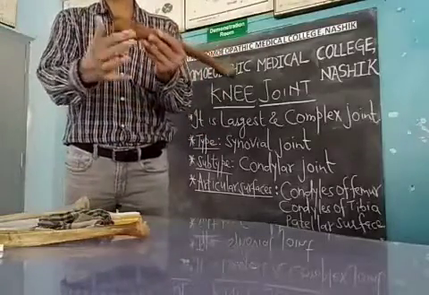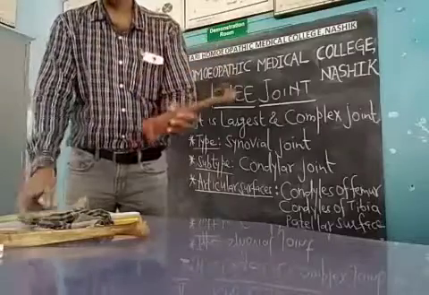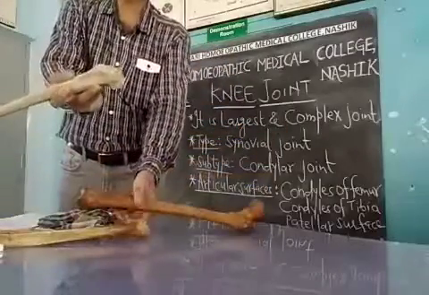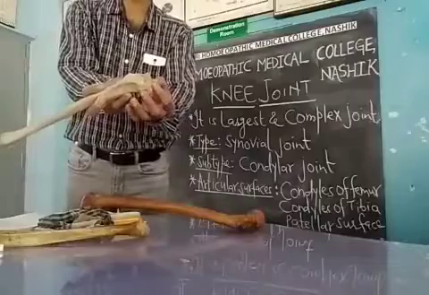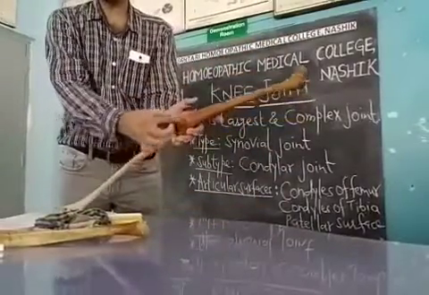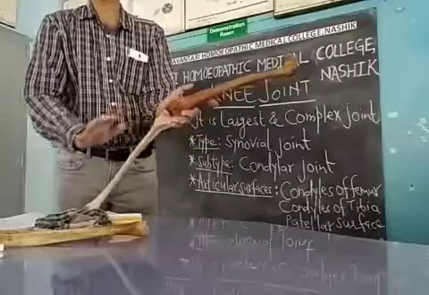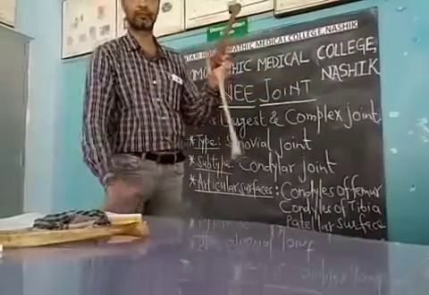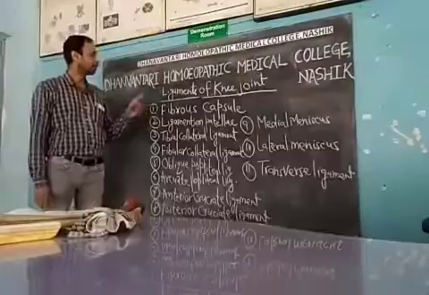These are the condyles of the femur. Then these are the condyles of the tibia, and the patella, which is not shown here but is present anteriorly. So these are the articulating surfaces.